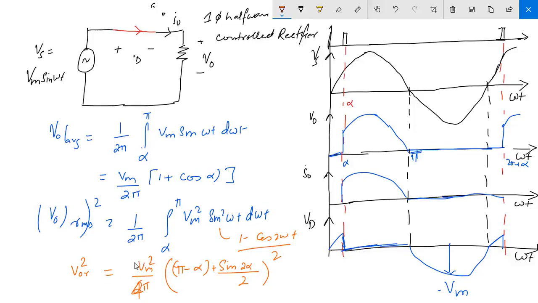Now what will be the conduction angle? Conduction angle or the conduction period, that is gamma d, is nothing but the period during which the SCR got conducted. This is the period, right? So it will be pi minus alpha. Conduction period. Peak inverse voltage, I have already told you that it will be Vm.